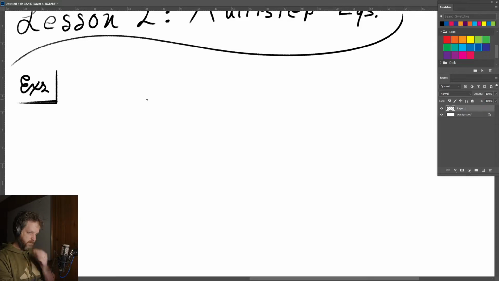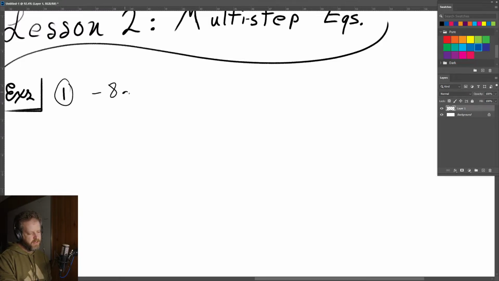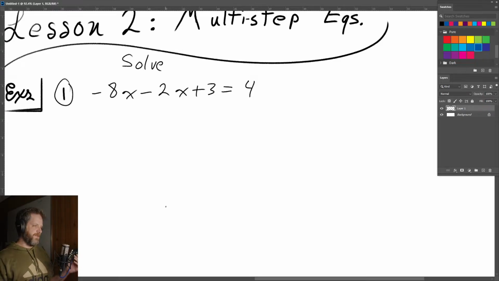Okay. Negative 8x minus 2x plus 3 equals 4. The instructions for all of these are solve, by the way. So to solve for x, what should I do?